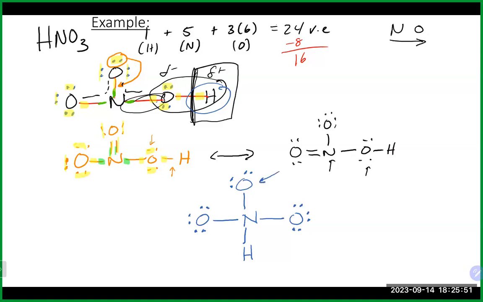The oxygen here is short, right? The oxygen only has 6 electrons. Everybody else is actually good. The other 2 oxygens have 8. The hydrogen has 2 like it wanted.